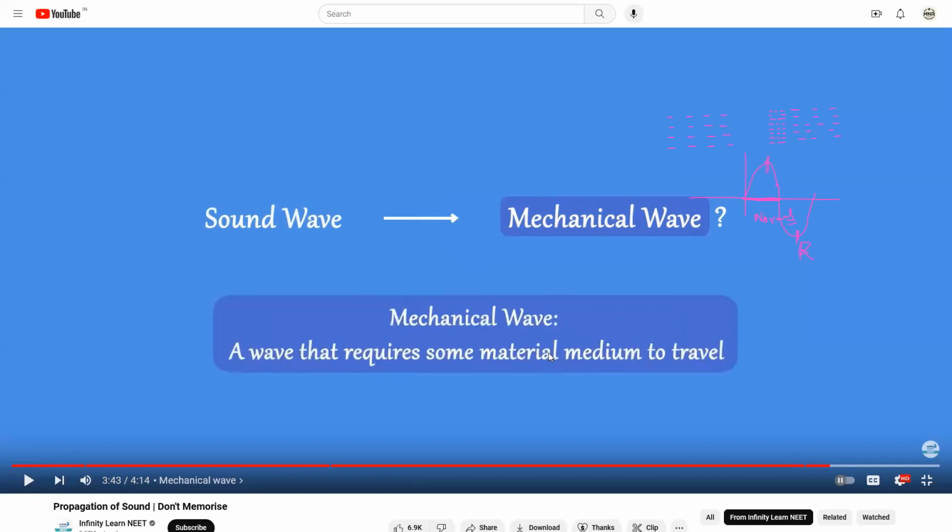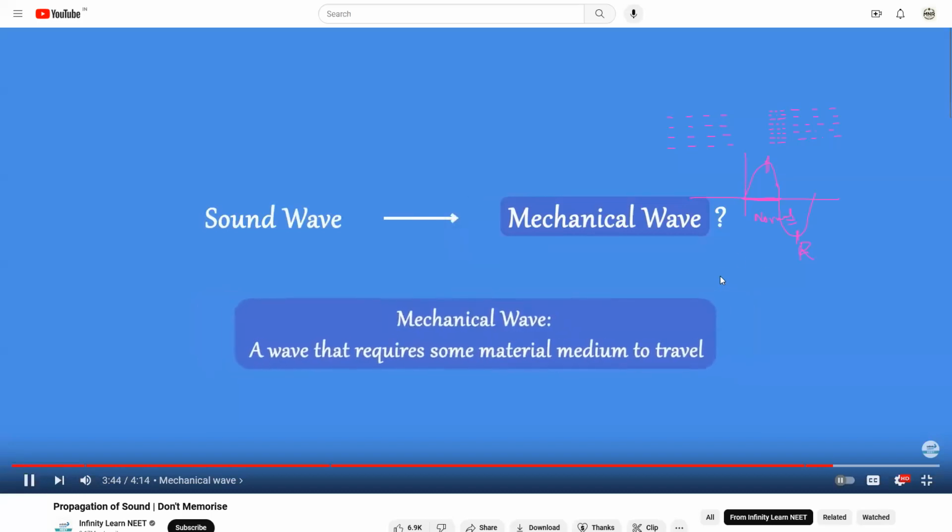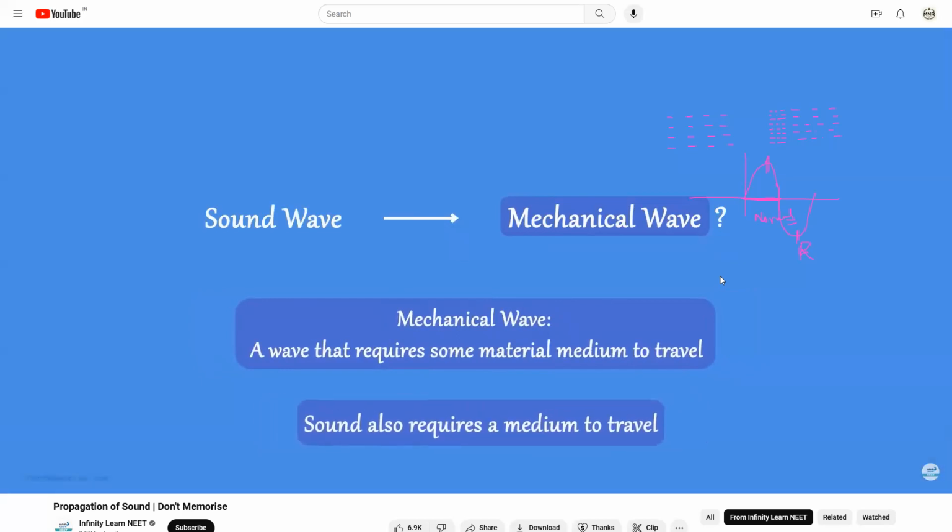A wave that requires some material medium for the propagation. It may be a transverse wave or a longitudinal wave, that doesn't matter. So now you tell me, sound wave is what kind of wave? A mechanical wave is a wave that requires some material medium to travel. And as we know, a sound wave also requires some medium to travel. So yes, it is a mechanical wave.